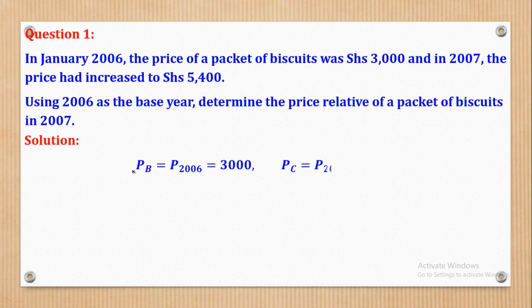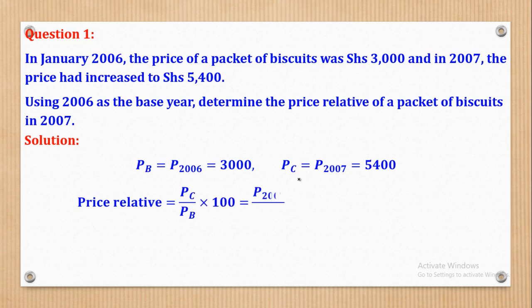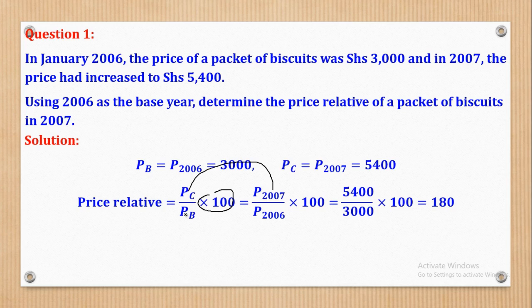First of all, PB is the price of the base year, which is 2016, and the price was 3,000, which is here. Then PC is the price in the current year, which was 5,400. Therefore, like I told you, it's up to you to choose whether to multiply by 100 or not. Here we have chosen to multiply by 100. Price in the current year is the price in 2017, and price in the base year is the price in 2016, multiplied by 100. So when I divide the two and multiply by 100, I'll come up with 180.